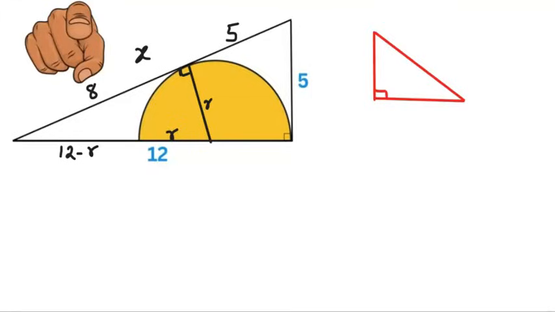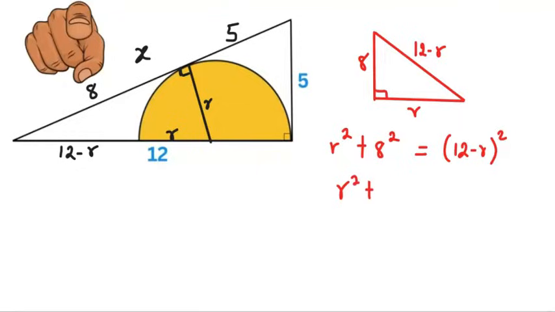So the base is r, right? And the longest side, which is the hypotenuse, is 12 minus r. And the altitude is 8. So we can use the Pythagoras theorem right over here to get r squared plus 8 squared is equal to (12 minus r) squared. So this is r squared plus 64 is equal to, expand this to get 144 minus 24r plus r squared. So we can subtract r squared from both sides.